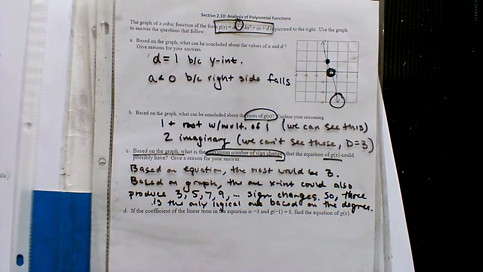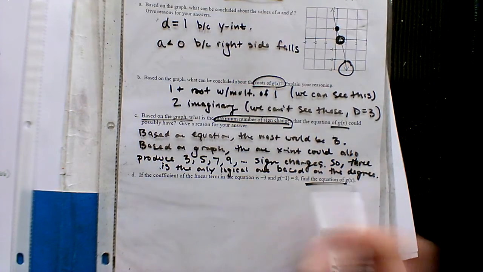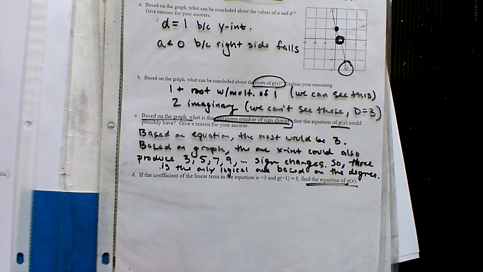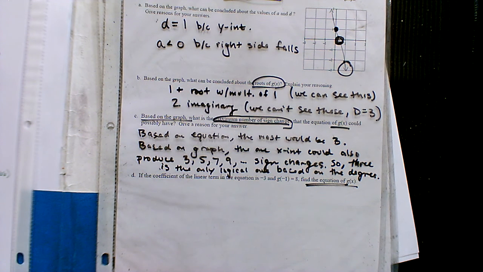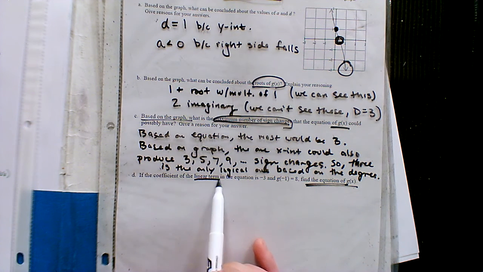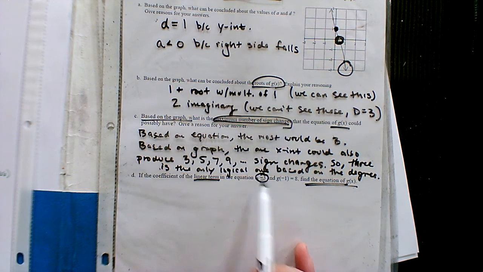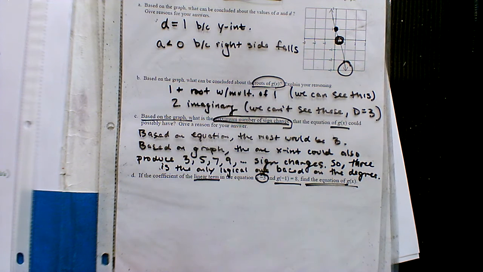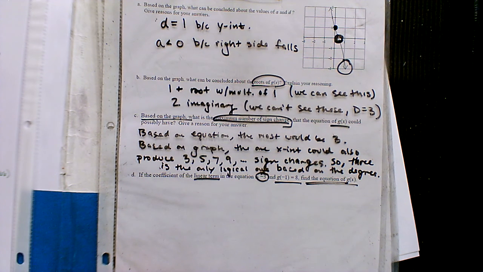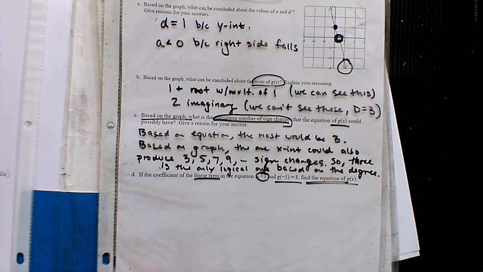All right. Speaking of the equation, let's see if we can actually figure it out. So we already know what D is. We already know something about A. It should be negative. Let's see if we can figure out the other values exactly. So they're telling us as little hints or clues here, if the coefficient of the linear term is -3, and g of -1 is 8. Somehow we're going to use that information to help us find the equation.